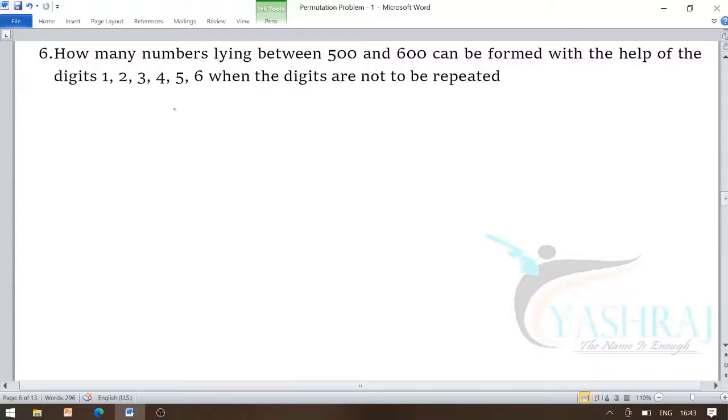So we have to find the 3-digit numbers now, because 500 and 600 are 3-digit numbers. So the number which is greater than 500 and less than 600. To find such numbers, we have a total of 1, 2, 3, 4, 5, 6, that means 6 digits now.